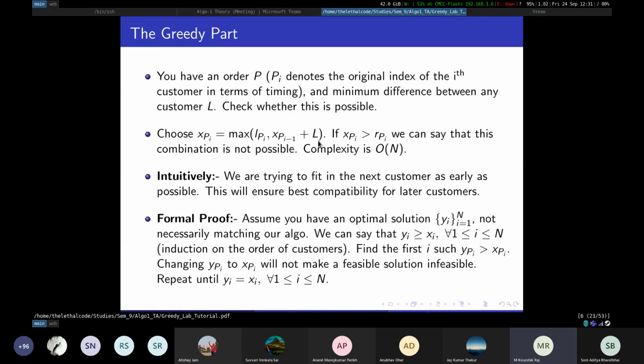Like if you have permutation 2, 3, 1, if you index in the order of 2, then the second customer, then the third customer, and then the first customer, you will find with this equation that any optimal solution will always have their YA greater than XI. So find the first I such that YPI is greater than XI in terms of the order they come. Like find the first I means find the first customer in the order in which they come, such that the YPI is not equal to the XPI.